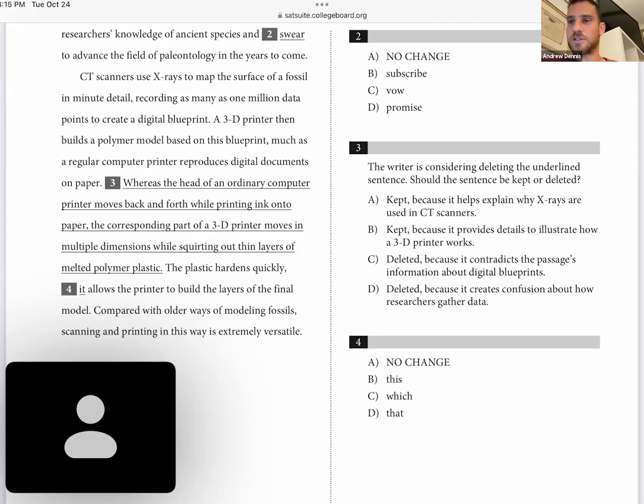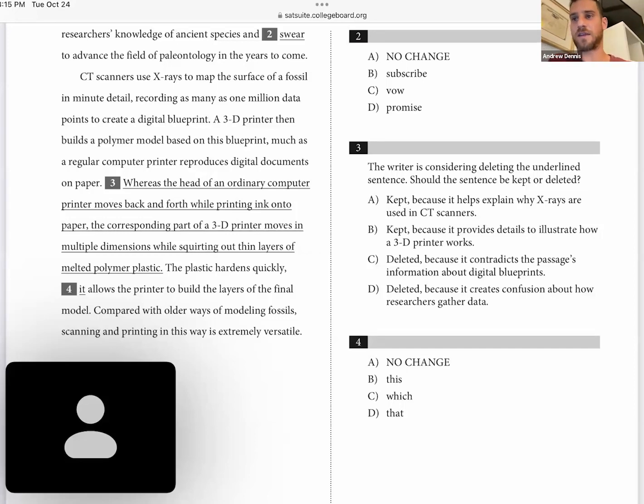It explains how X-rays are used in CT scanners. Well, does it do that? Does it explain how X-rays are used in CT scanners? Or does it do what B says? It provides details to illustrate how a 3D printer works, because it says, whereas the head of an ordinary computer printer moves back and forth while printing ink on a paper, the corresponding part of a 3D printer moves in multiple dimensions while squirting out thin layers of melted polymer plastic. So it does provide details to illustrate how a 3D printer works.